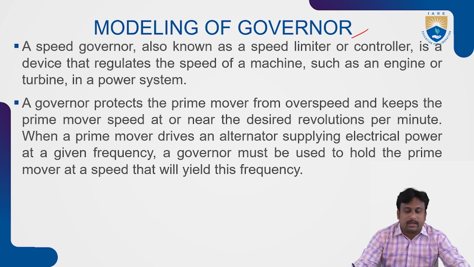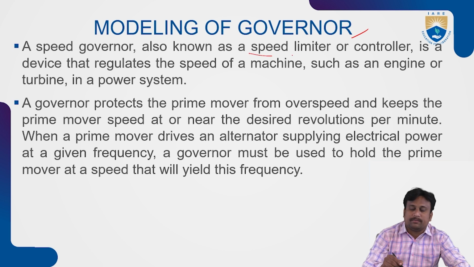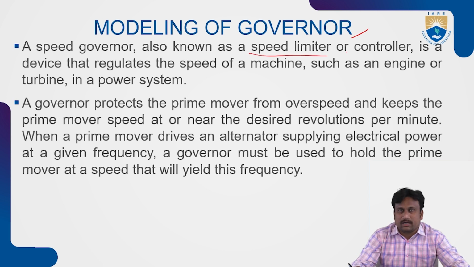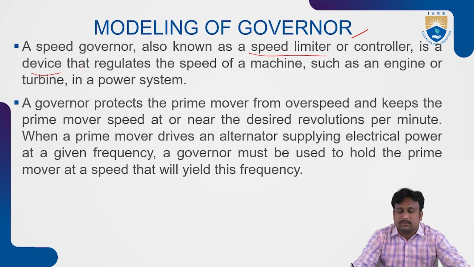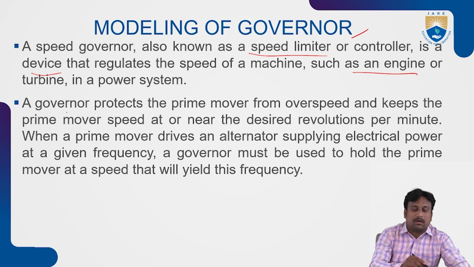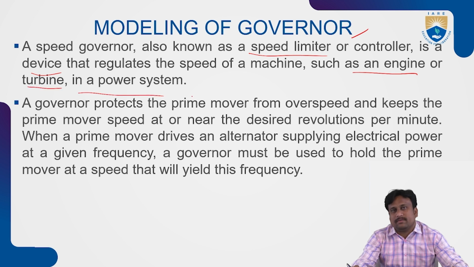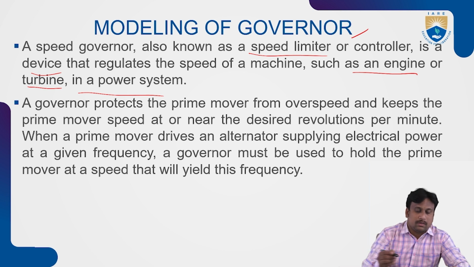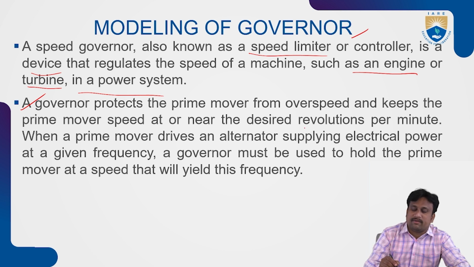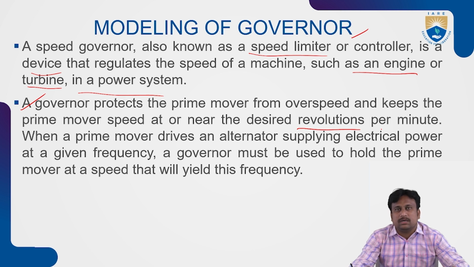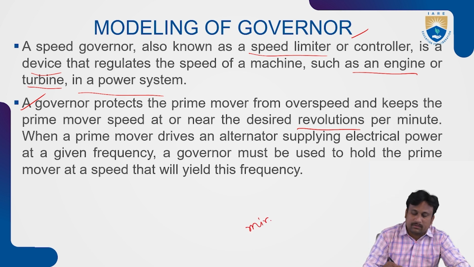A speed governor is also known as a speed limiter, or it may be treated as a controller. It is a device which regulates the speed of a machine, like an engine or turbine in a power system network. A governor protects the prime mover from overspeed and keeps the prime mover speed at or near the desired revolutions, which is considered per minute. So the time factor is per minute.